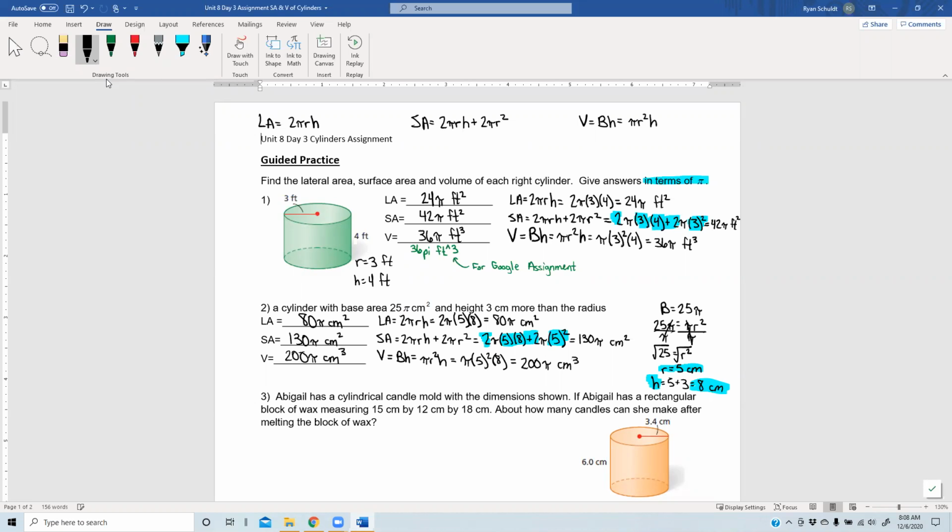Okay, we have a word problem here. It says Abigail has a cylindrical candle mold with the dimensions shown. If Abigail has a rectangular block of wax measuring 15 centimeters by 12 centimeters by 18 centimeters. Can't read today. About how many candles can she make after melting the block of wax?